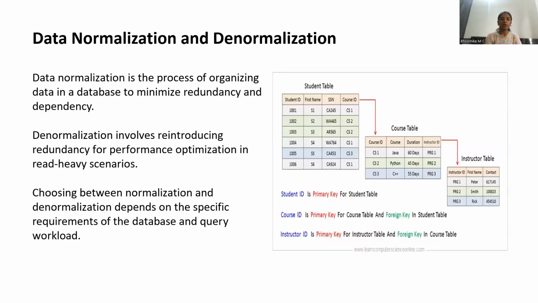Data normalization and denormalization. Data normalization is the process of organizing the data in the database to minimize redundancy and dependency. Denormalization involves reintroducing redundancy for performance optimization in read-heavy scenarios. Choosing between normalization and denormalization depends on the specific requirements, the database, and the query workload.